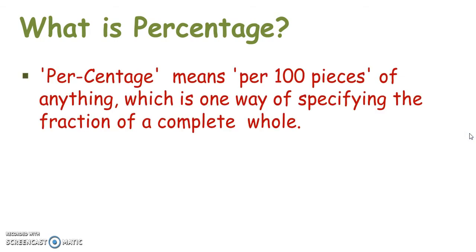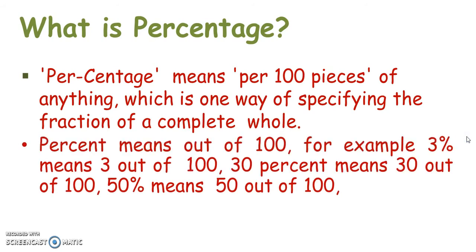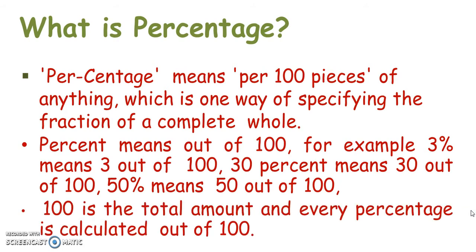Percentage means per 100 pieces of anything, which is one way of specifying the fraction of a complete whole. Percent means out of 100. For example, 3% means 3 out of 100, 30% means 30 out of 100, 50% means 50 out of 100. 100 is the total amount and every percentage is calculated out of 100.